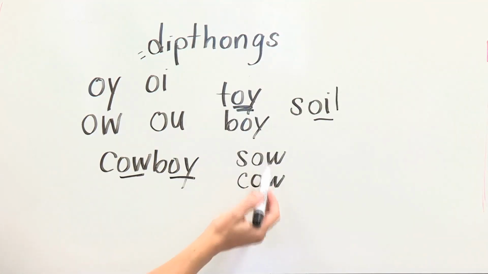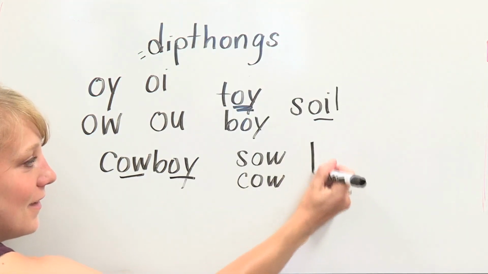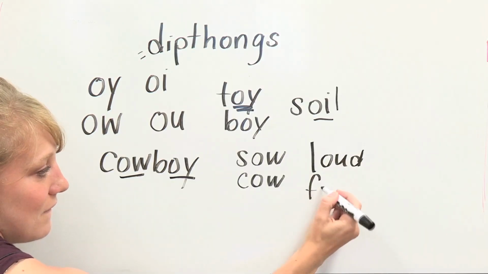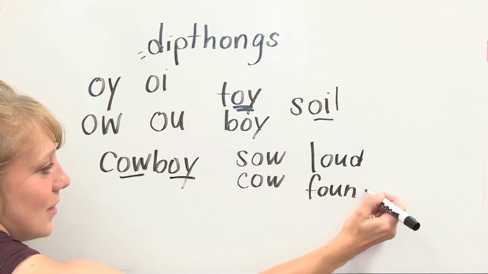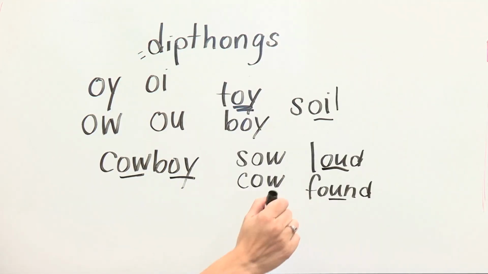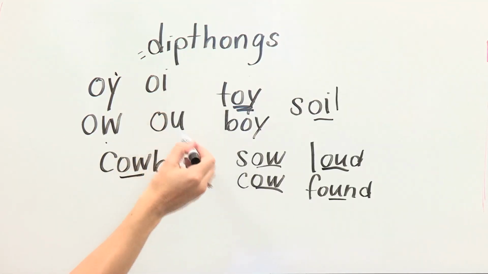So I taught my students these patterns. I just didn't say this is a diphthong. I taught them these patterns. And then we have OU. Loud. Found. So with OW, OU is typically in the middle, and OW is typically at the end. So OI and OW are typically at the end, and these two are normally in the middle.